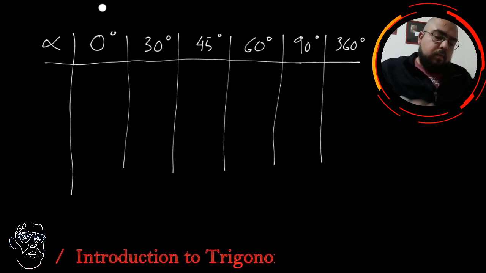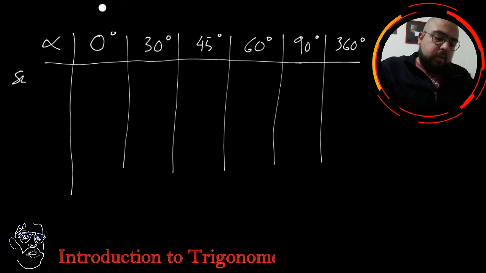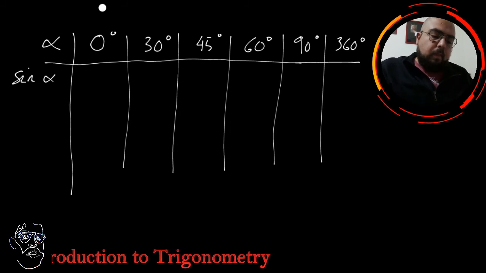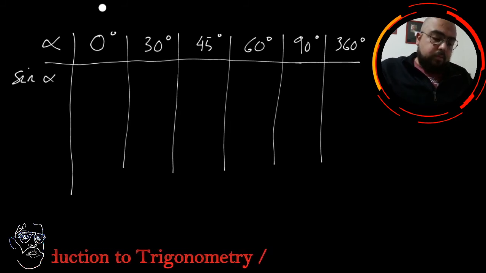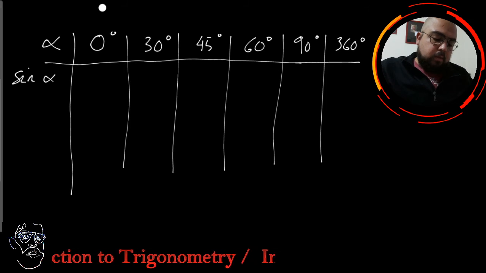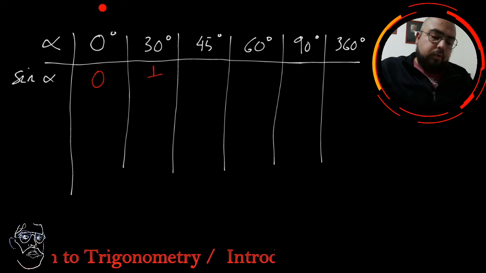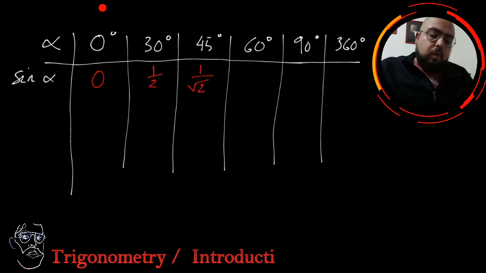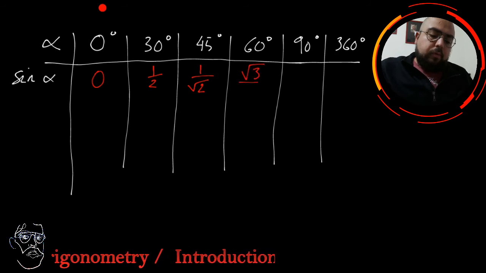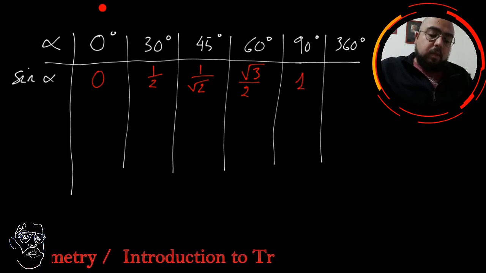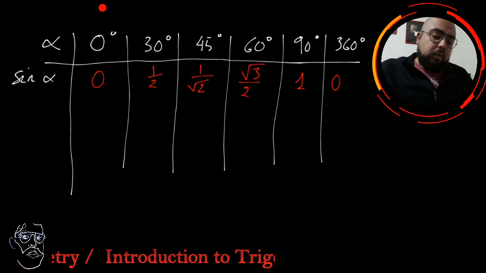So let's say I'm interested in sine of alpha. When the angle is 0, sine is 0, and then 1 over 2, 1 over square root of 2, square root of 3 over 2. Sine of 90 is 1. As for 360, it's again 0, just like 0 degrees.